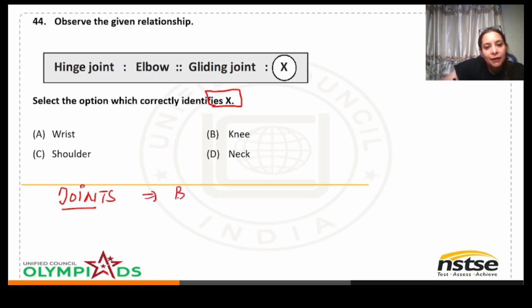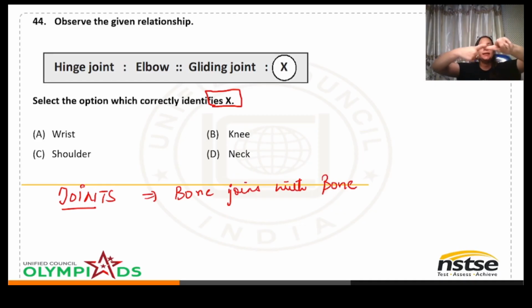Joint is that part where bone joins with another bone, or you can say where bone meets another bone. So when two bones are joined together, it forms a joint. Suppose if these are two bones linked together like this, so this particular thing is a joint.